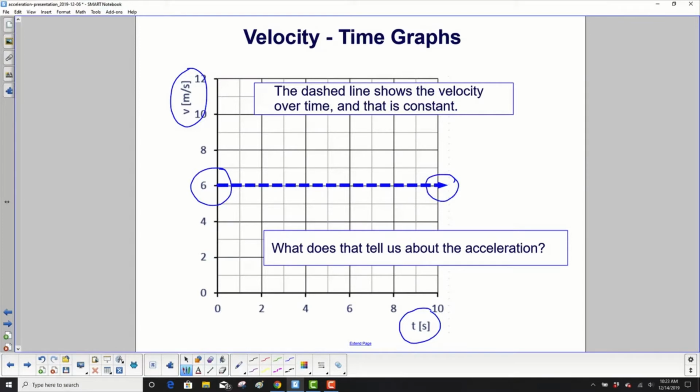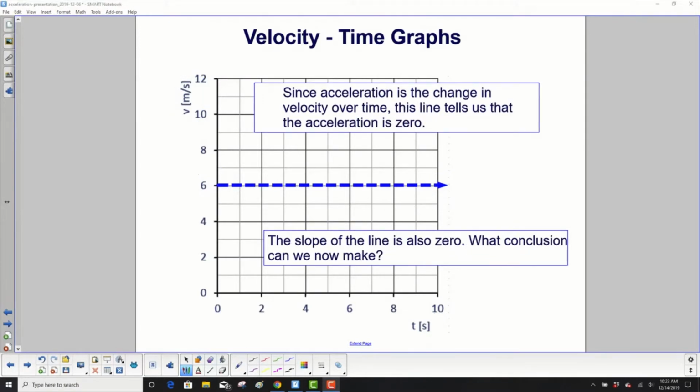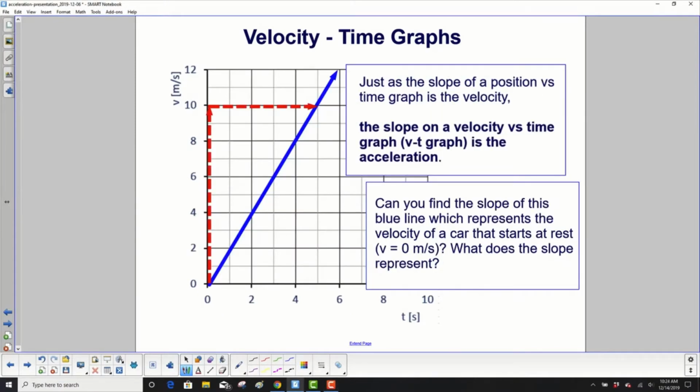So what does that tell us about the acceleration? Since acceleration is the change in velocity over time, this line tells us that the acceleration is 0. There is no change in velocity. The slope of the blue dashed line is also 0. What conclusion can we now make? Just as the slope of a position versus time graph is velocity, the slope on a velocity versus time graph, or VT graph for short, is the acceleration.